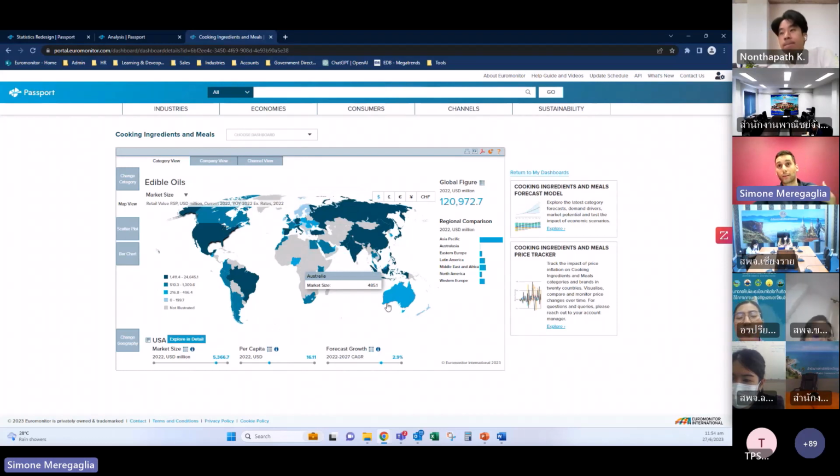Yeah, and I just want to let you see that yes, it is important to see the market size, but again, if I want to understand which one is as a macro region area, which one is the region with the biggest market size, I can see that Asia Pacific is by far the highest.